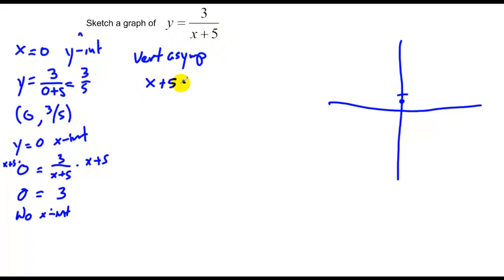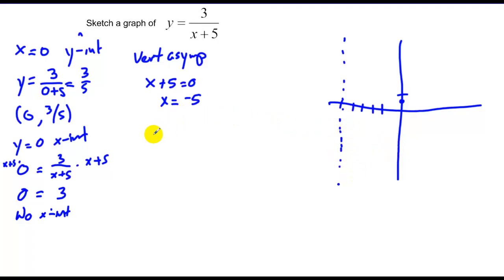So our denominator is x plus 5, set that equal to 0. X equals negative 5 is my vertical asymptote. And if you think about it, when x equals negative 5, the denominator is equal to 0, thus the whole fraction is undefined. So at negative 5, 1, 2, 3, 4, 5, I have this vertical asymptote, which is a line the graph will not cross.